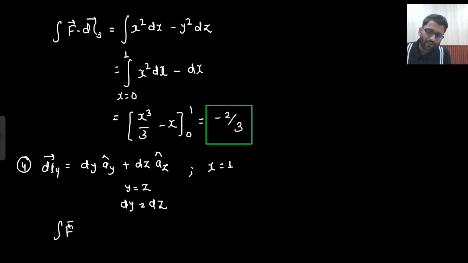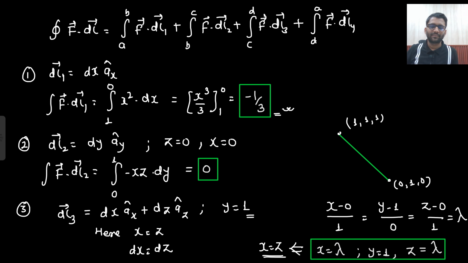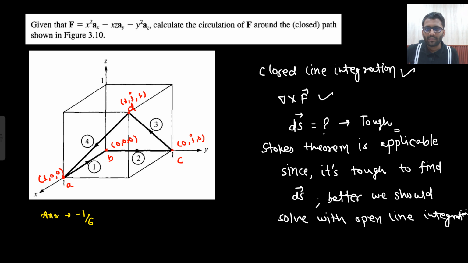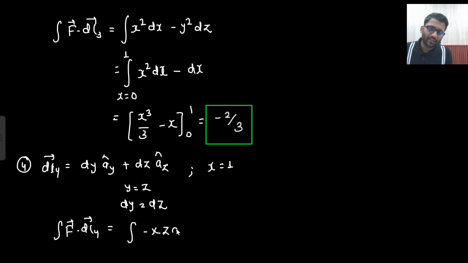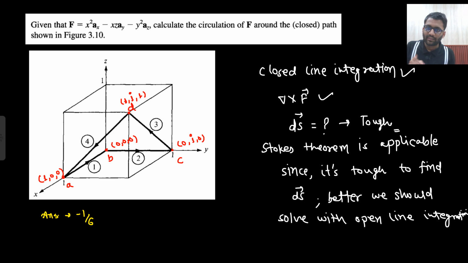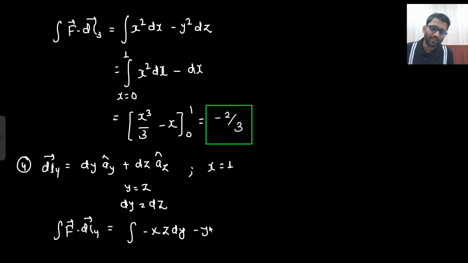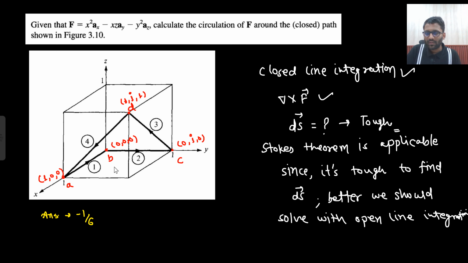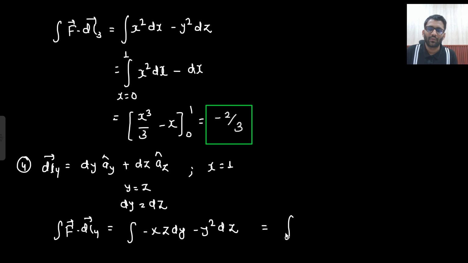And if I need to write f dot dl4, what am I going to get? So what you are going to get is xz dy minus y square dz, with x equal to 1. So what I am going to do is keep all in terms of y. And what is the limit of y? The limit of y is going from 1 to 0.